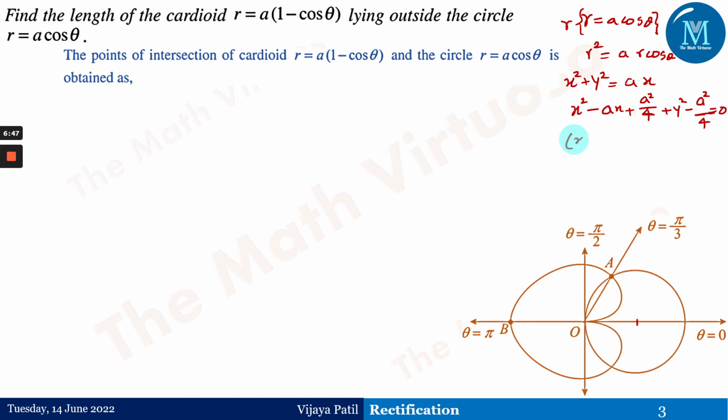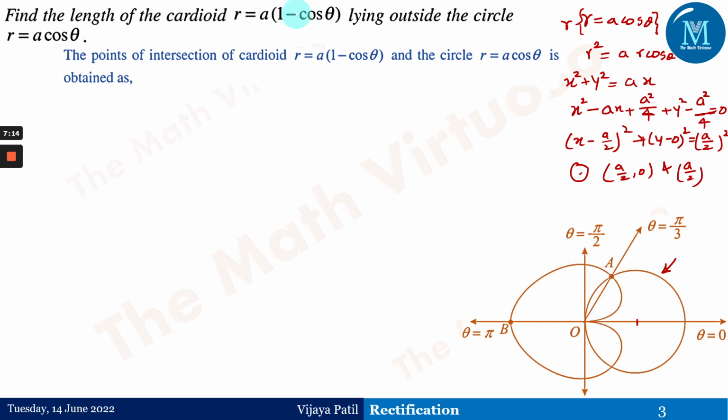That means this can be written as (x minus a by 2) the square plus (y minus 0) the square is equal to (a by 2) the square. That means we have this circle with center at (a by 2, 0) and radius a by 2, and this is the circle we got over here. The thing we have to understand is how to draw this particular circle.